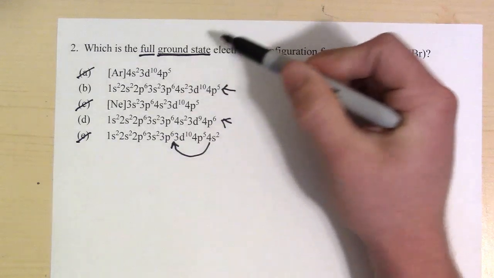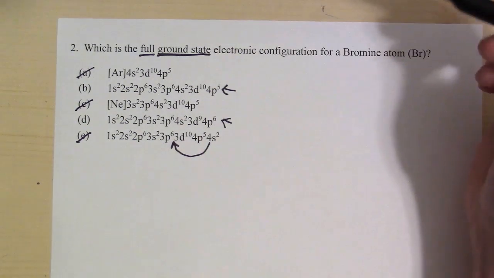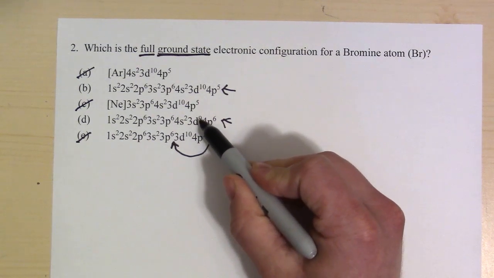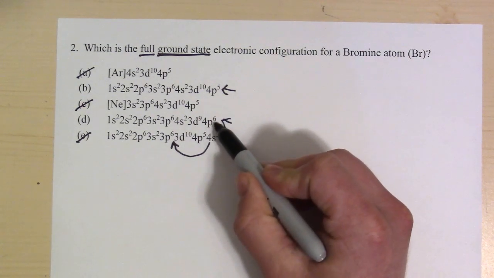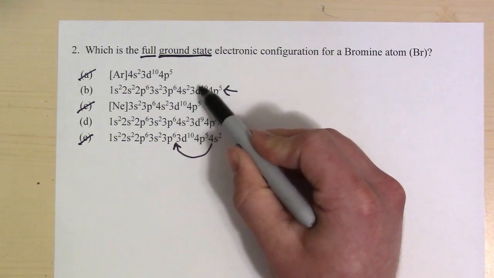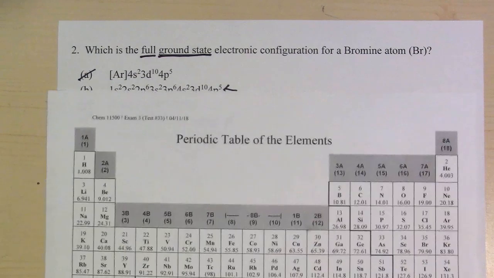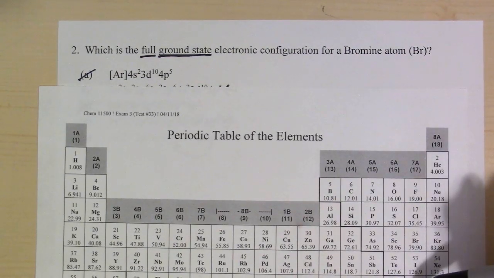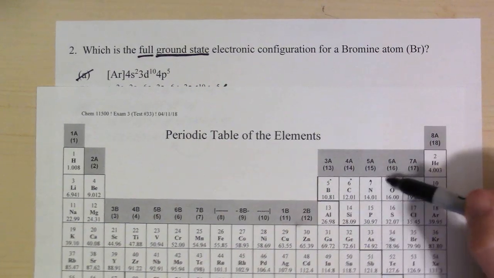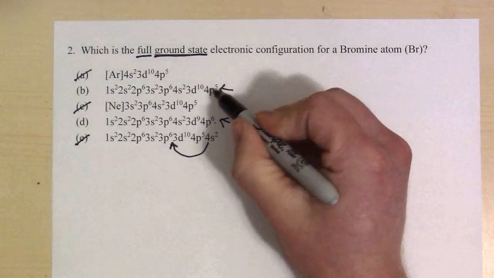But we also want the ground state, so there aren't going to be any electrons in higher orbitals than they should be in, which is what we see here. So instead of 3d10, we have 3d9, and that 10th electron has been moved over into the p orbital here. Whereas for B, we do have 3d10, 4p5, and if we look at our periodic table, we see that bromine is in this second to last row of the p block here, so it would have 1, 2, 3, 4, 5 electrons in its p shell, which is what we see here.